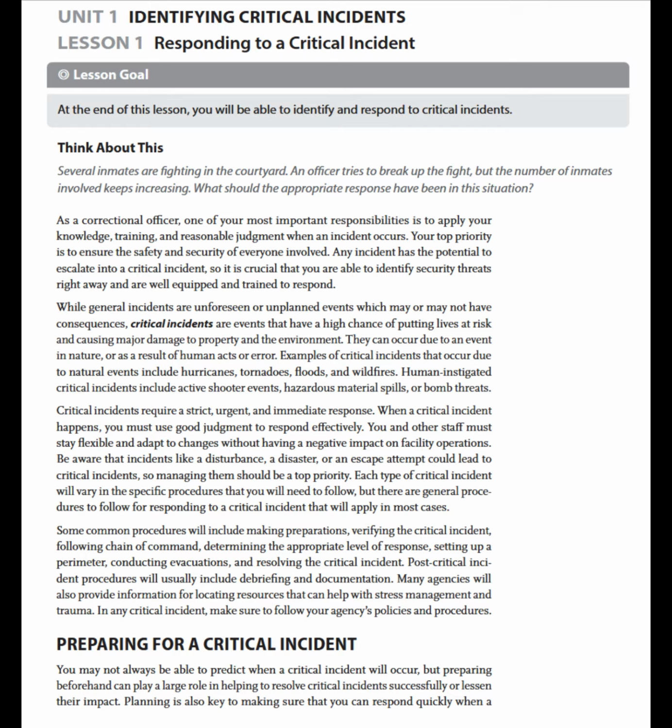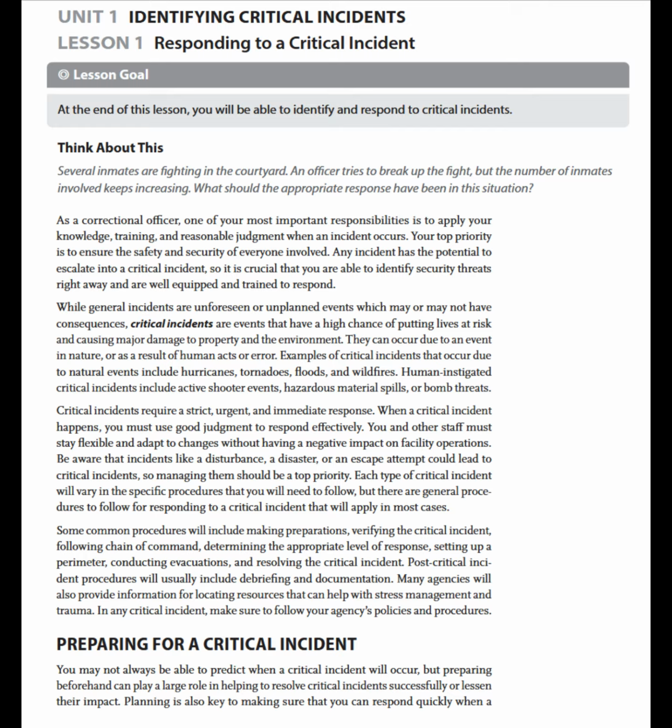As a correctional officer, one of your most important responsibilities is to apply your knowledge, training, and reasonable judgment when an incident occurs. Your top priority is to ensure the safety and security of everyone involved. Any incident has the potential to escalate into a critical incident, so it is crucial that you are able to identify security threats right away and are well-equipped and trained to respond.